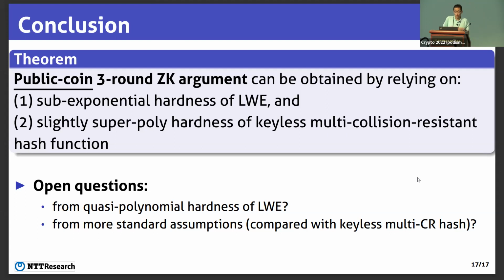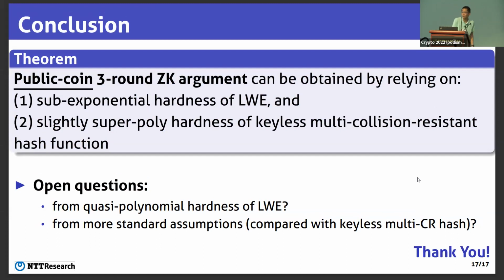And another more ambitious open question is to obtain 3 round zero knowledge from more standard assumptions. In particular, keyless multi-collision resistant hash function is a relatively new assumption. So it would be good if we can obtain 3 round zero knowledge from other primitives that are more standard than the keyless multi-collision resistant hash function. Yeah, and this concludes my talk. So thank you.